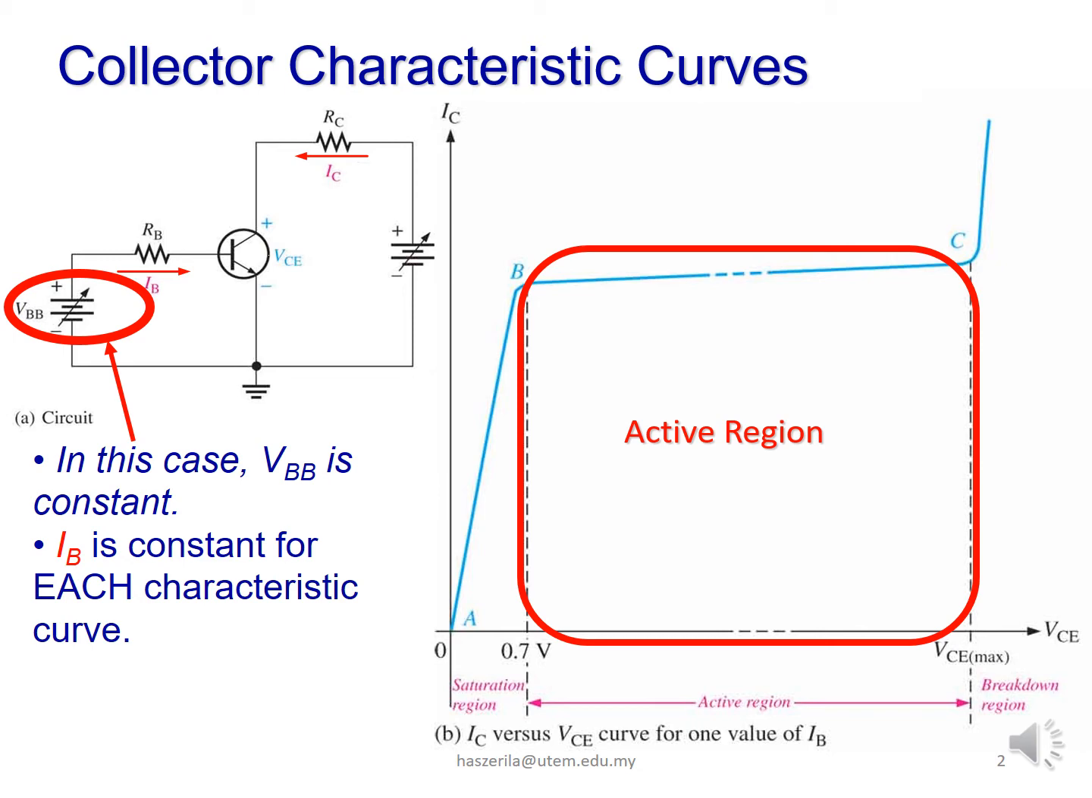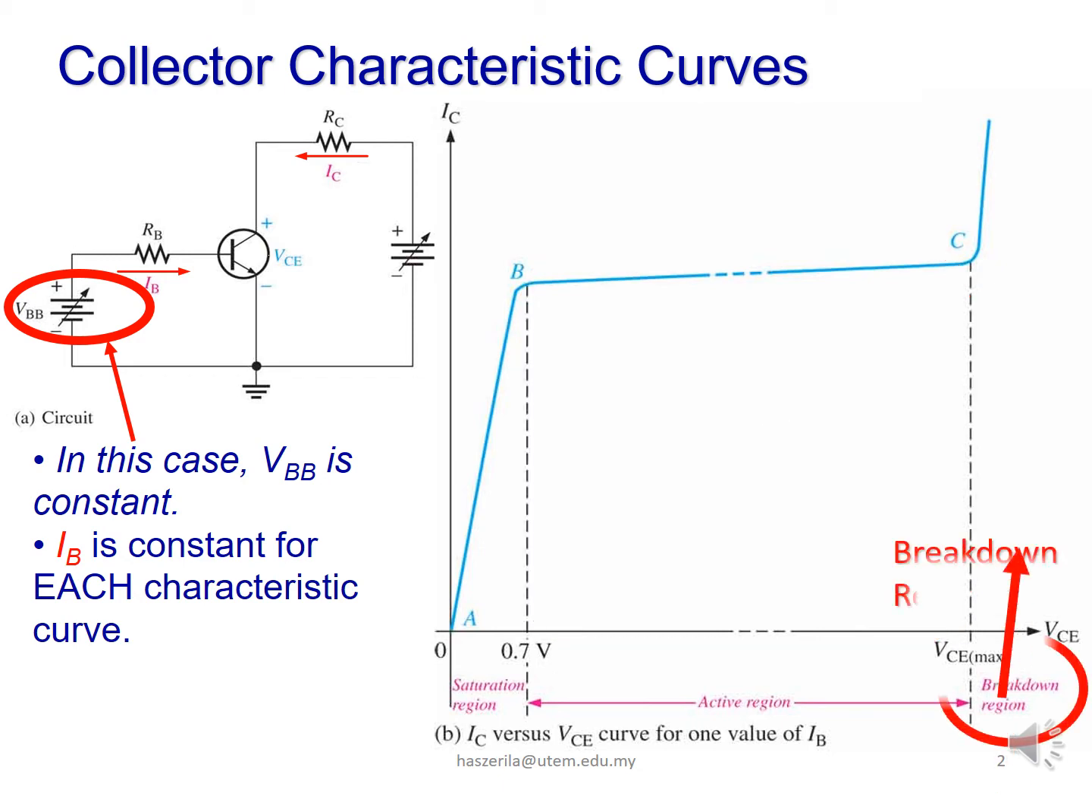When VCE reaches a sufficiently high voltage, the reverse-biased base-collector junction goes into breakdown and the collector current increases rapidly, as indicated by the curve to the right of point C. The transistor should never be operated in this region.